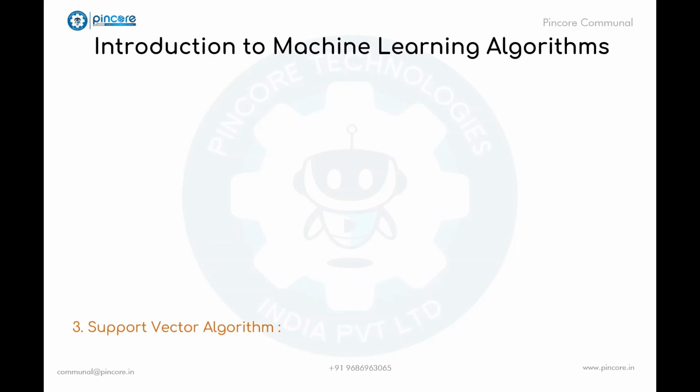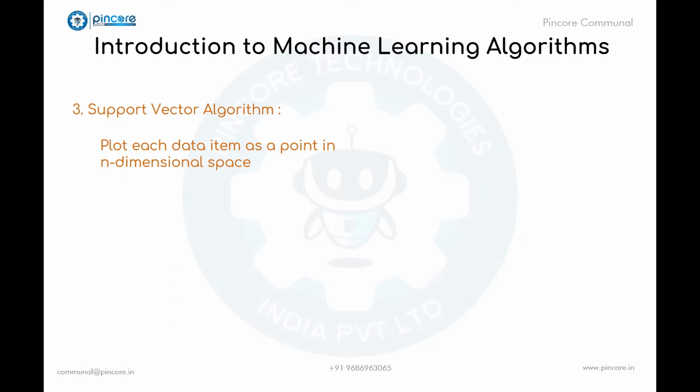Now let's look into the next type of machine learning algorithm, that is the support vector algorithm. It is a classification method, and in this algorithm we plot each data item as a point in n-dimensional space with the value of each feature being the value of a particular coordinate.